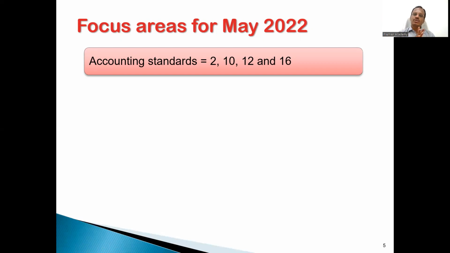So Accounting Standard 2, which is on inventories, valuation of inventories, and specifically the fixed overhead absorption based on normal capacity, focus more on this type of aspects. Then Accounting Standard 10, which is on property, plant and equipment, is important. These standards were not tested in a big way in the previous exam, so they may assume center stage for May 22.